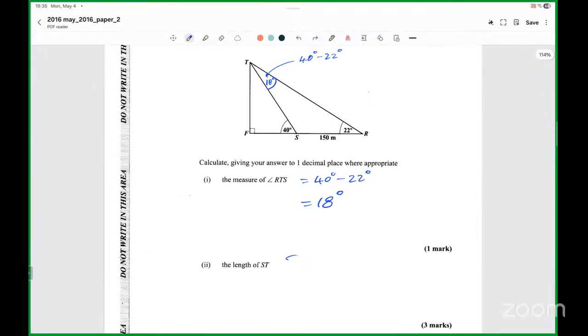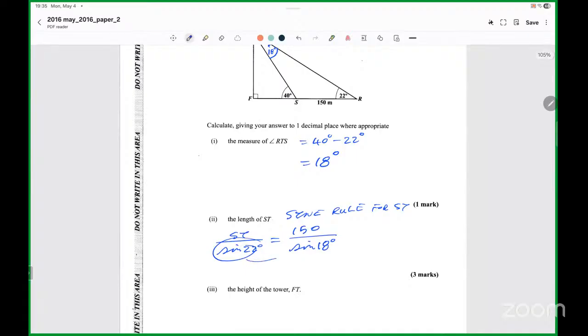Sine rule. So it's going to be ST over the sine of the angle opposite ST, which is the 22 degrees. So ST over the sine of 22 degrees equals the side that you know, the 150, over the sine of the angle opposite the 150, which is the 18 degrees up here, the sine of 18 degrees. And to find ST, you take the sine 22 and multiply it up here.